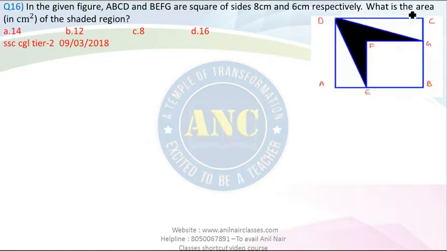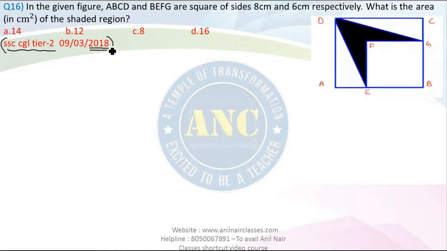Next question. See this question, sir. Very, very good question, and you can observe here also. It is your original SSC CGL Tier 2 question, which was asked in the year 2018. It's last year's original SSC CGL Tier 2 question. Let us solve this question.